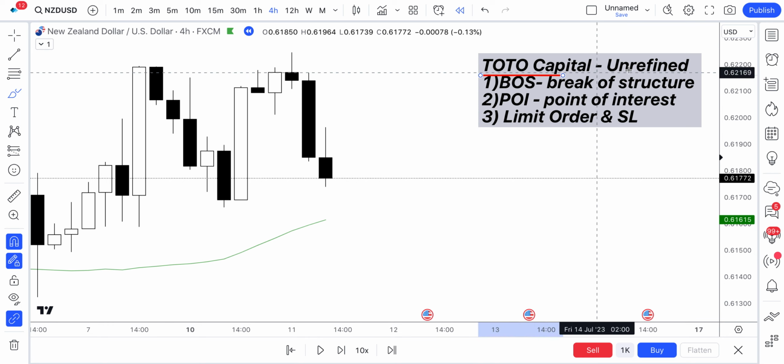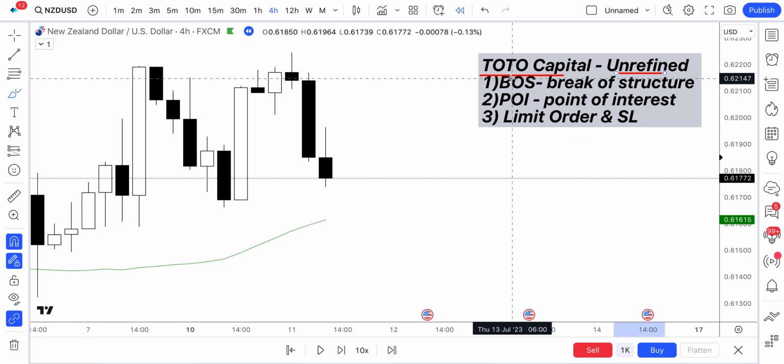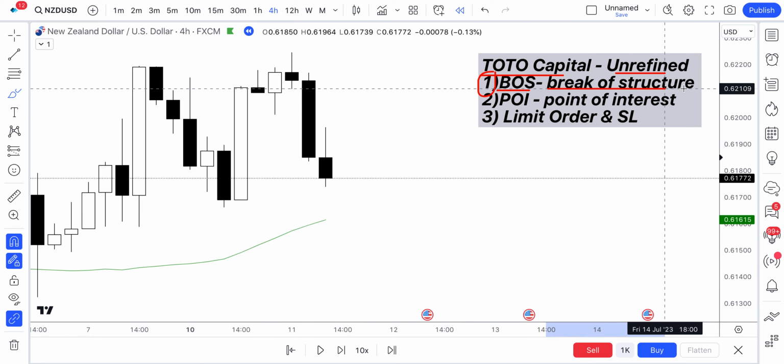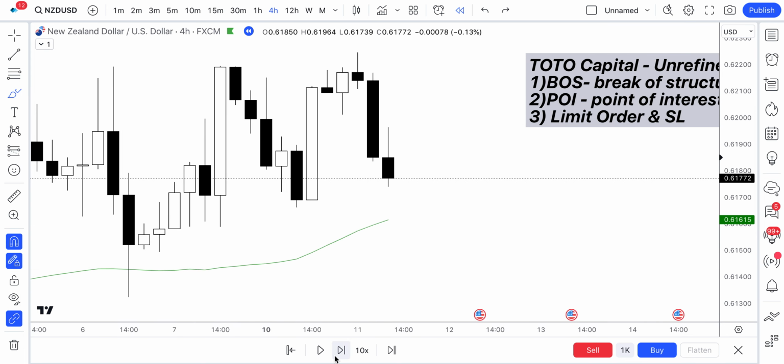This is the TOTO Capital Unrefined strategy here, and let's jump straight in here, guys. Okay, so number one is a break of structure. We want to identify a strong break of structure in one direction there. Okay, so let's play this on a little bit.